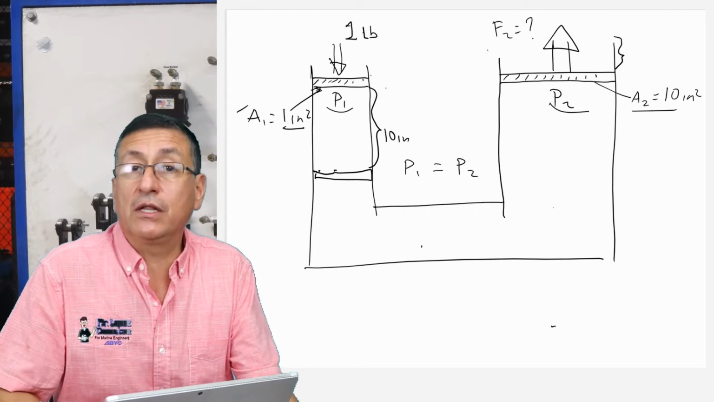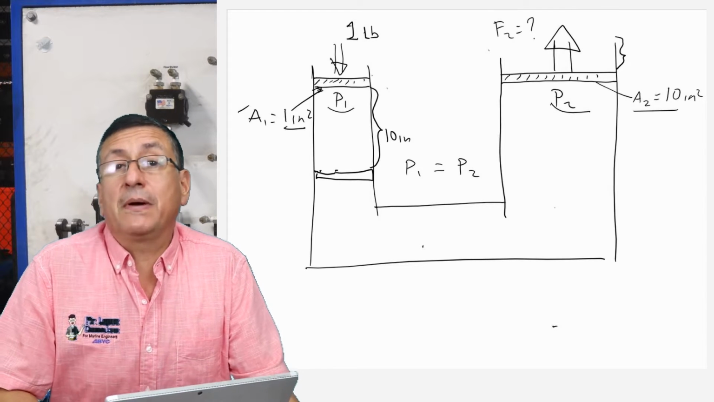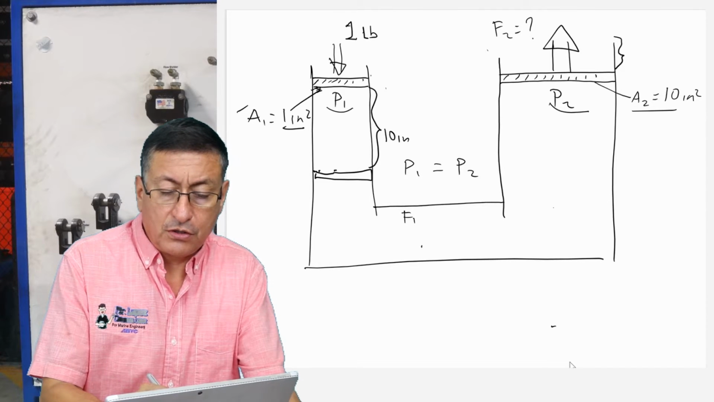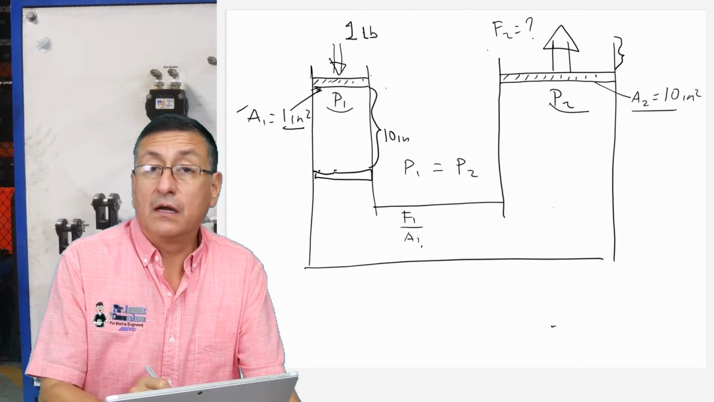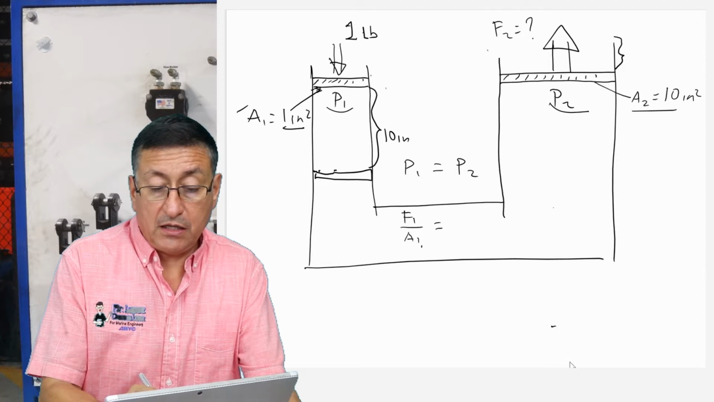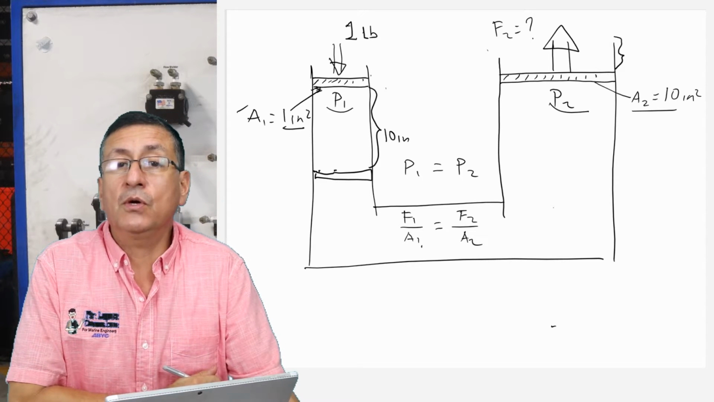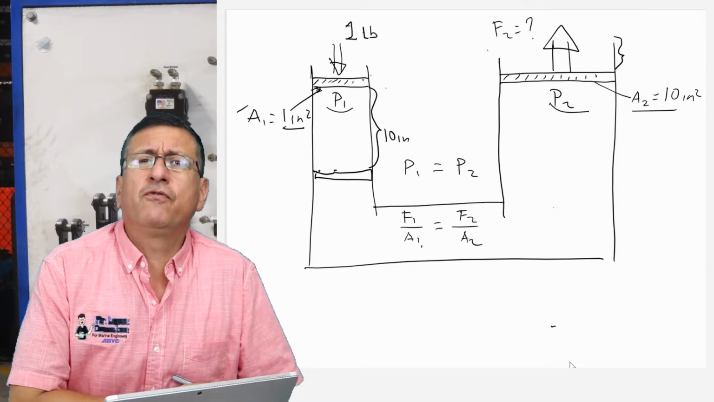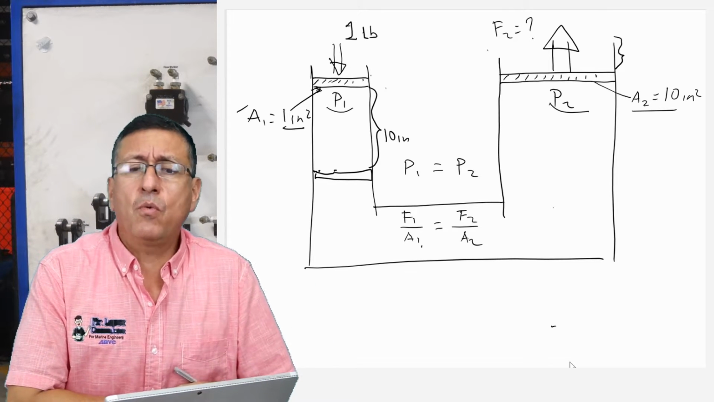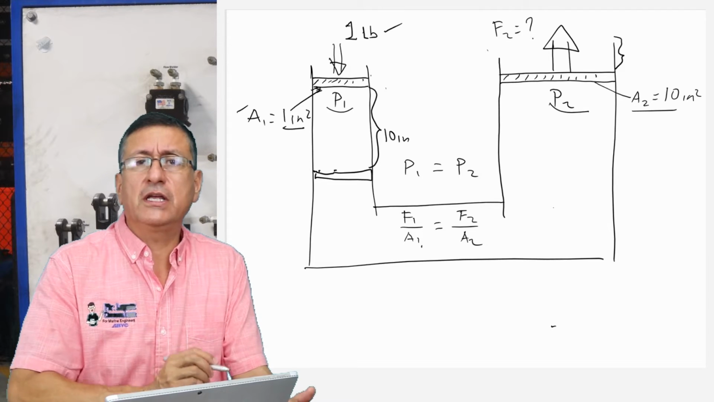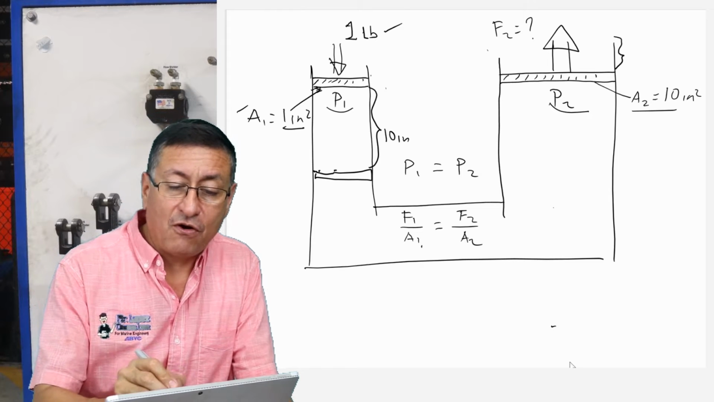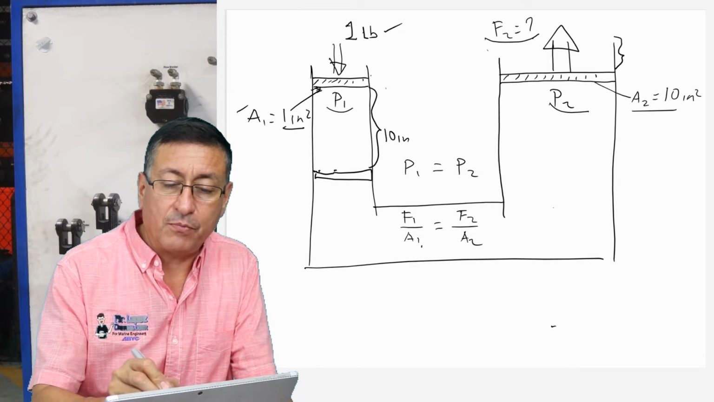Pressure number 1 should be equal to pressure number 2. According to Pascal's law, what is the definition of pressure? Pressure is equal to the force divided by the area. This is in position number 1, and in position number 2 it should be equal to the force divided by the area number 2. Suppose that we apply in piston number 1 a small force, 1 pound of force, and we are going to calculate how much is the force at the second point.